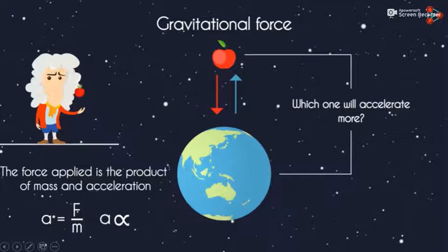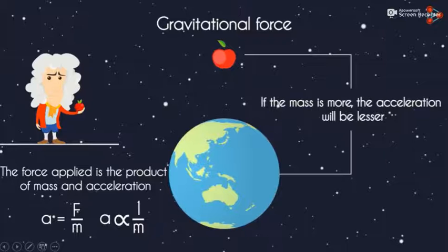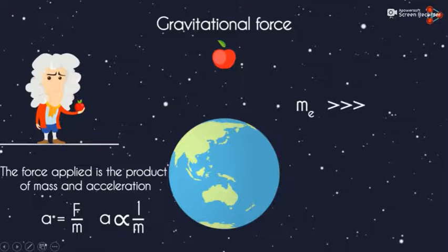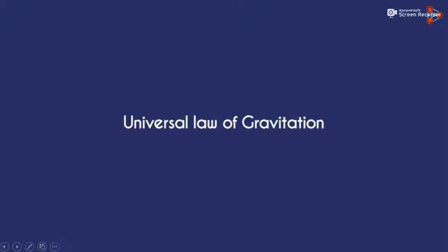The acceleration is inversely proportional to the mass. If the mass is more, the acceleration will be lesser. As the mass of the earth is much more than the mass of the apple, it is the apple that accelerates towards the earth and not the other way around. Hope that makes it clear. Now the question is, how do we quantify this force? To understand this, we need to understand a simple concept. And this simple concept is called the universal law of gravitation.